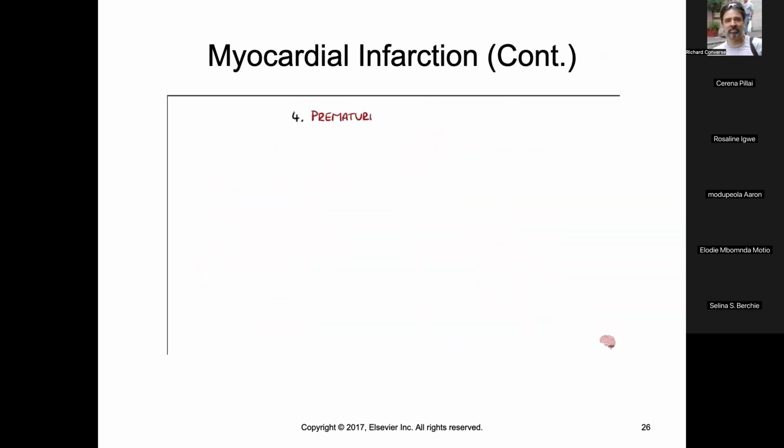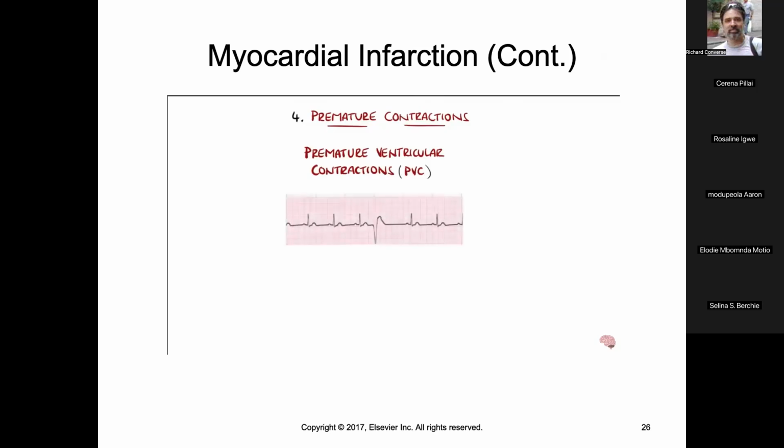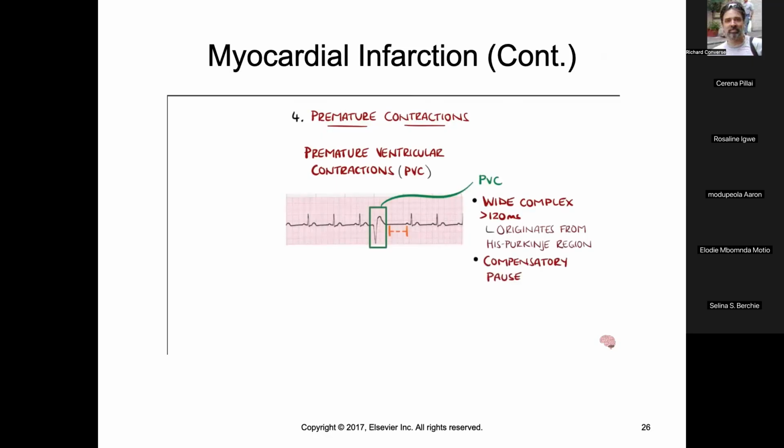Now we have premature contractions, which are extremely common findings on ECGs. Premature ventricular contractions, or PVCs, are beats that originate from the His-Purkinje region of the conduction system, and therefore appear as wide complex beats above 120 milliseconds in duration. There is then a compensatory pause before the next beat.